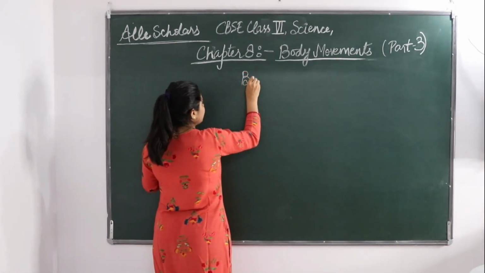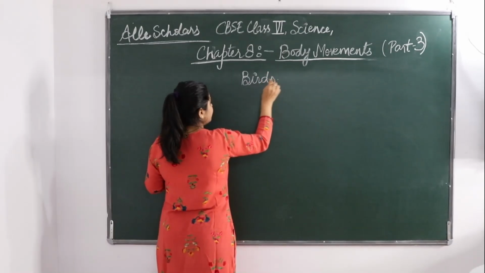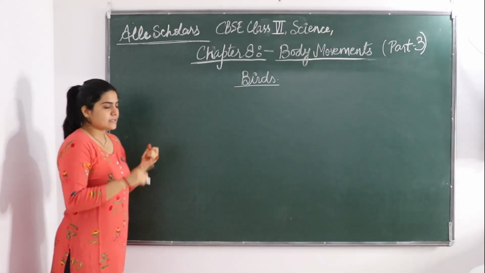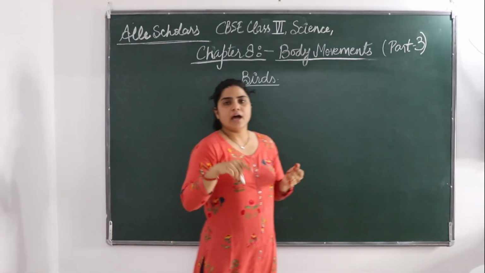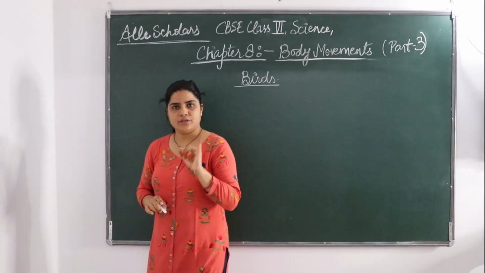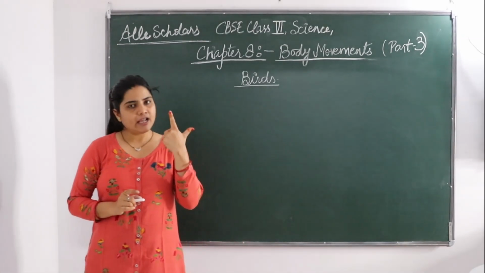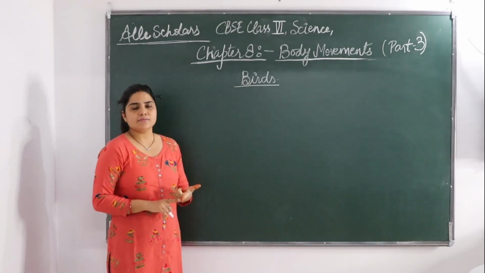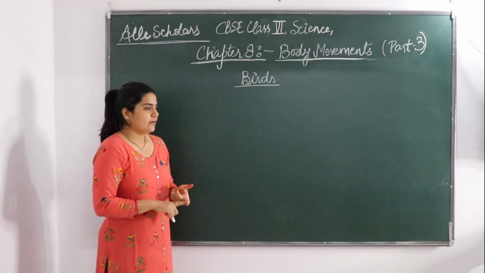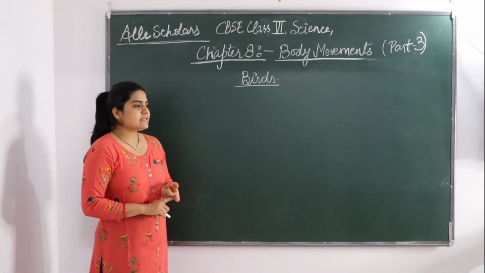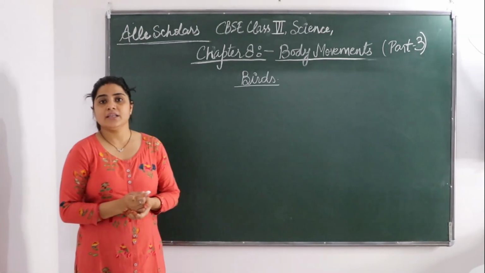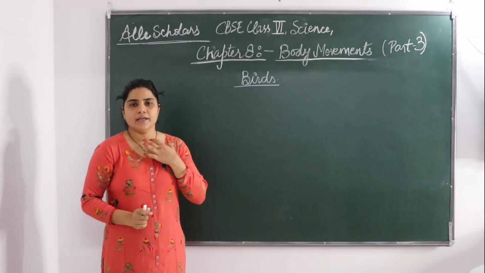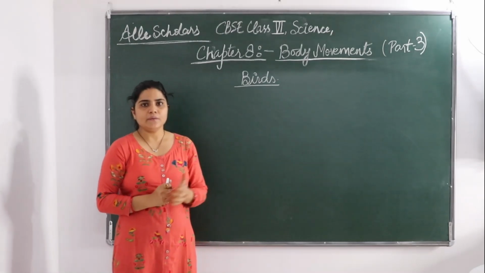Next we are going to talk about birds. Birds can fly in the air and they can walk on the ground because they have wings and they have legs. So wings help them to fly in the air and legs help them to walk on the ground. Some birds like ducks and swans can even swim. You must have seen that ducks and swans swim in water.